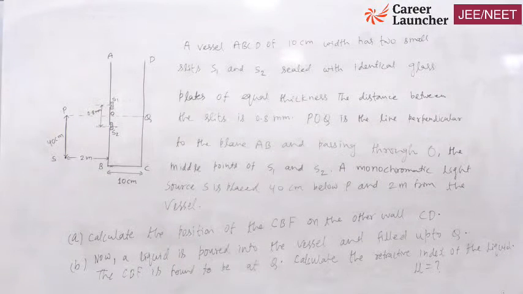The thickness of the slab has not been mentioned. They are of equal thickness. So the position of the CBF here will not change at all. I will explain this, but for the time being there is no thickness mentioned here. And that slab is just fitted so that if water is being poured, it does not leak out. Just to seal the slits S1 and S2, this glass slab has been used.